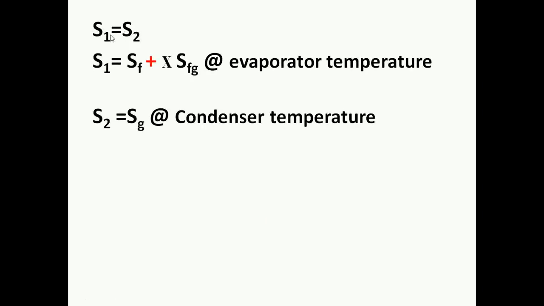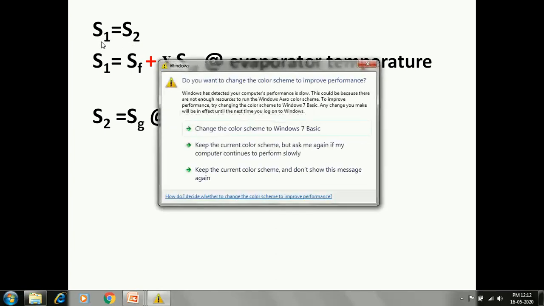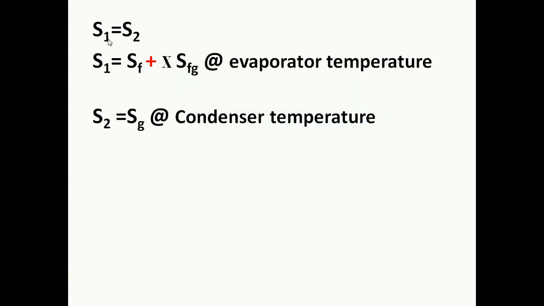Next, see, S1 is equal to S2. S1 is equal to S2, isentropic compression. I already told you to note down the pH diagram. In the pH diagram, see carefully, the compression from 1 to 2 is isentropic, and S1 is equal to Sf plus x Sfg at the evaporator temperature, because I told you that before the compression it lies in the liquid plus vapor phase, that is Sf plus x Sfg.